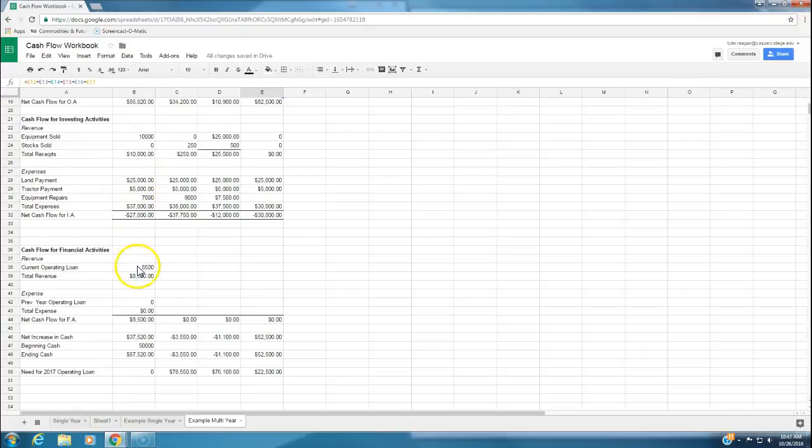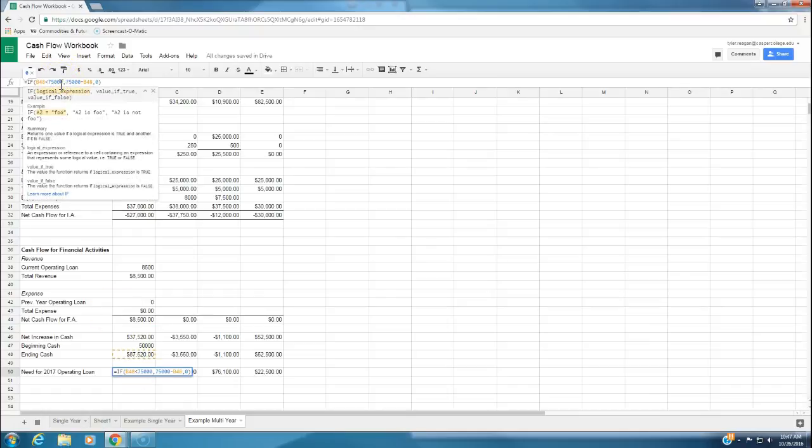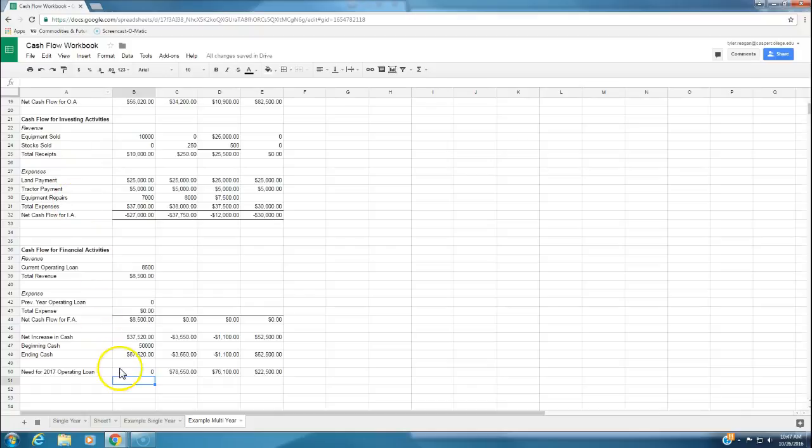We keep going down. We see that we have a current operating loan of $8,500. No operating loan this year. We have a net increase in cash. Beginning cash is there. Ending cash is here. And we said that if ending cash is less than $75,000, we need to take out a loan. So in this year, this is not need for 2017 operating loan. This is need for next year operating loan.